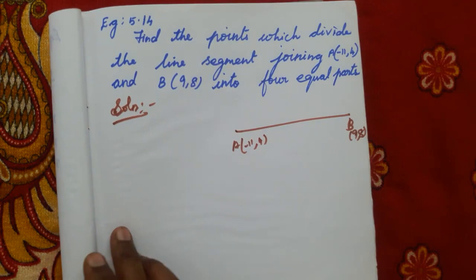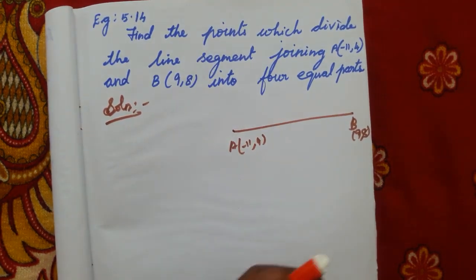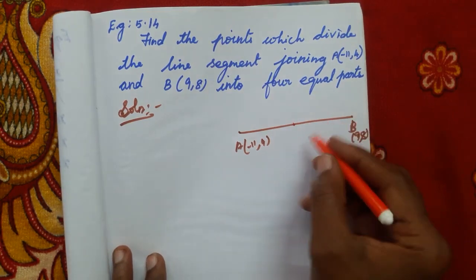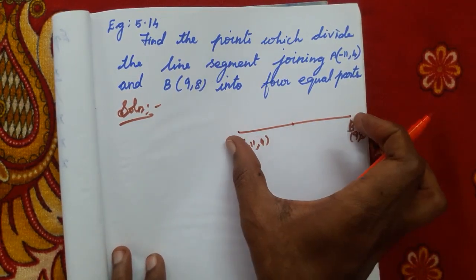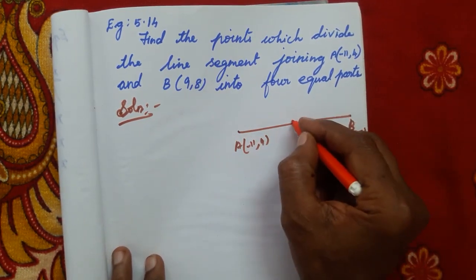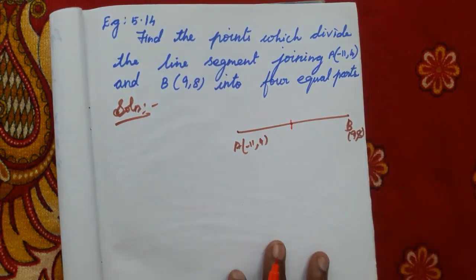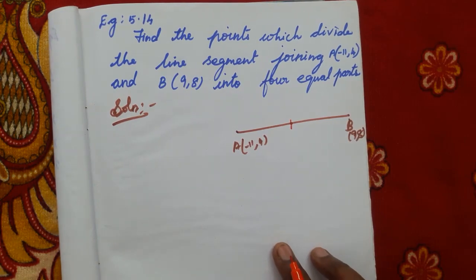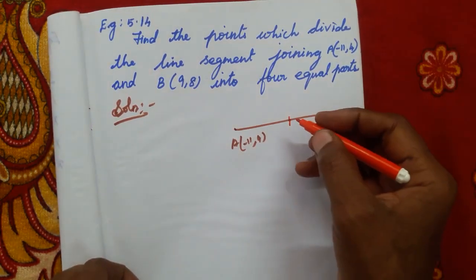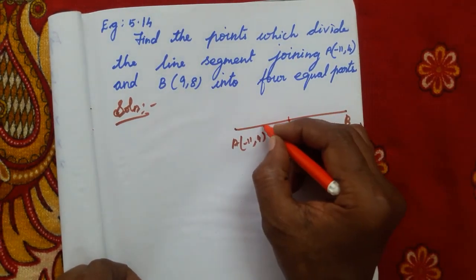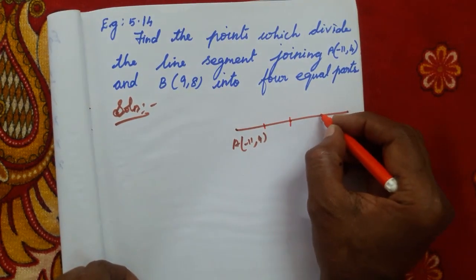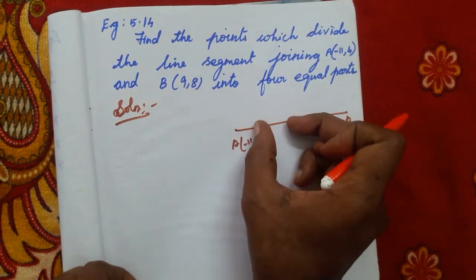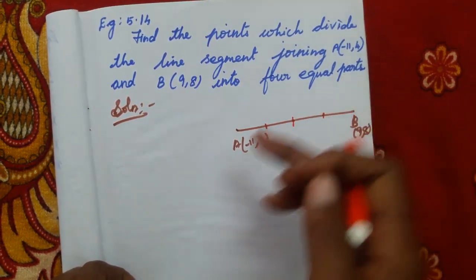4 equal parts means, listen here, how can we split this? Now we are getting this into 2 equal parts. If we split in the middle, we will get 2 equal parts. Again we split each into 2. We will get 4 equal parts: 1, 2, 3, 4.